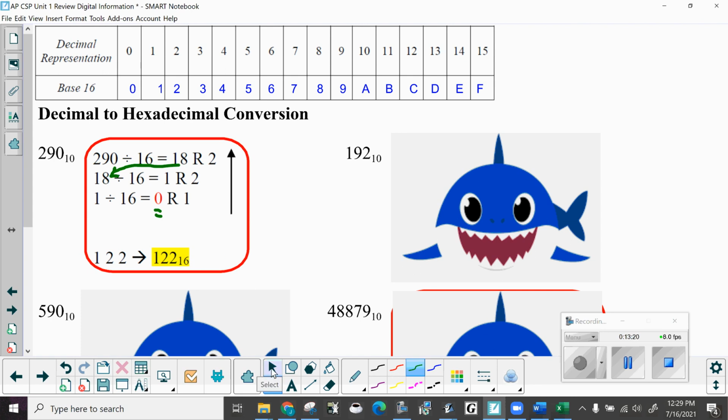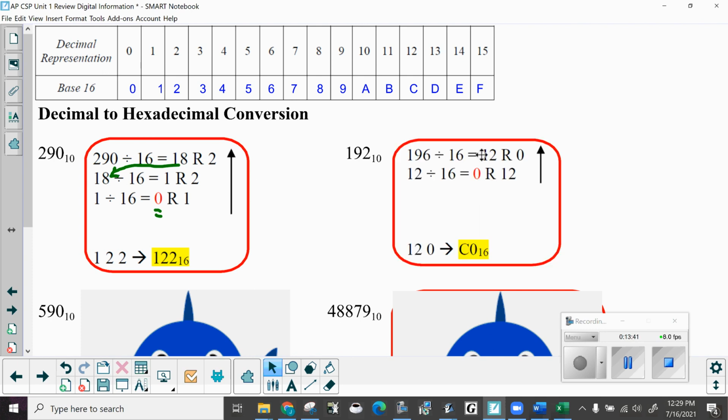Okay, now that's all well and good. I'm going to show you one other one, only because this is not something you have to do on your exam this year, but it is a huge part of computer science, and most of the computer science teachers aren't exactly sure why they took this out. Let's say we have 192 base 10 to go to hex. Okay, 12, remainder 12.